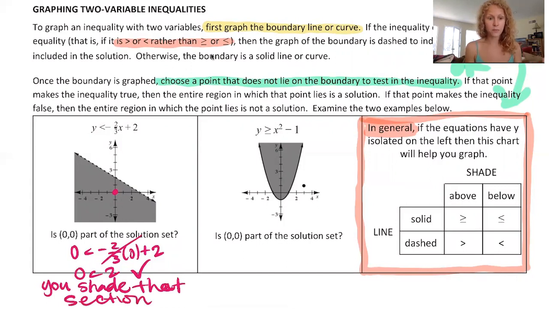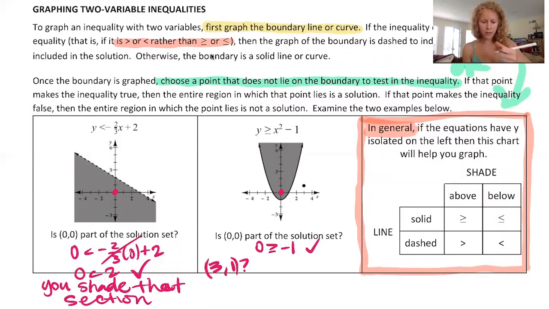If you're checking the other one, if you try 0, 0 and test that point, like 0, 0 is going to work. 0 is greater than or equal to negative 1. So 0 is part of the solution. If you look at this graph, there's another dot. They checked like to test the point, the 3, 1.